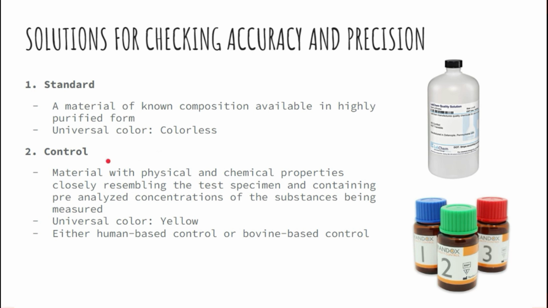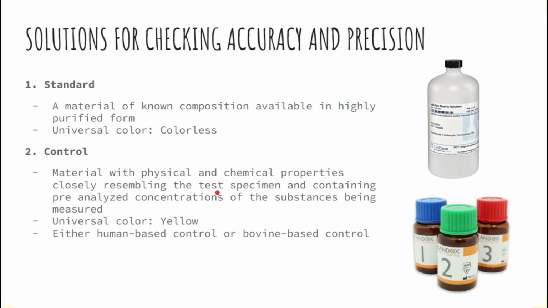For the control naman, controls are materials with physical and chemical properties closely resembling the test specimen and containing a pre-analyzed concentration of the substances being measured. In this naman po, for our controls naman po, controls po again resembles the test specimen. At ano nga ba ang pinaka-common na specimen sa clinical chemistry? Of course, that is your serum.